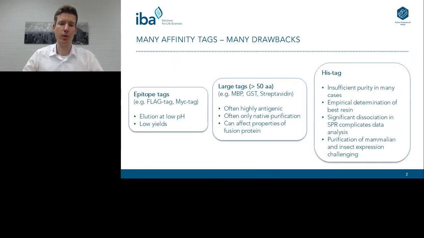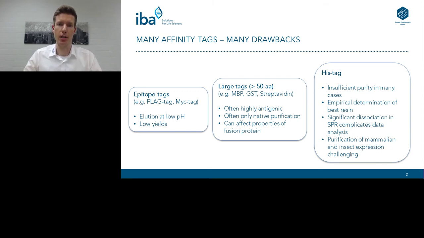So first, let's have a brief look at some existing tags on the market. One group of tags are so-called epitope tags, like the FLAG tag or the MYC tag. These tags usually provide high protein purification or high purity, but the resin capacity of these tags is very limited and the capacity is low, so purification using these tag systems is quite expensive. In addition, in order to elute your protein, sometimes it's necessary to change the buffer conditions to harsh buffer conditions, like a low pH value, and that can degrade your protein.